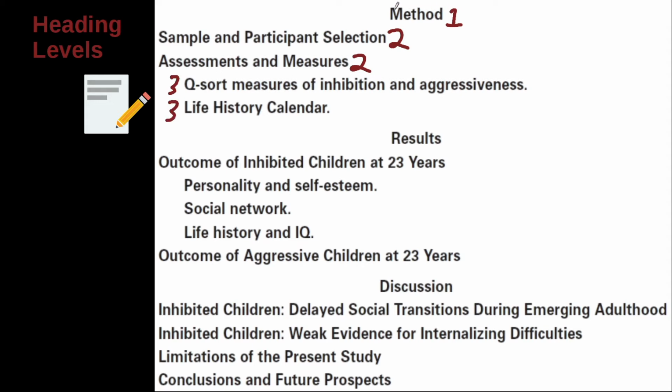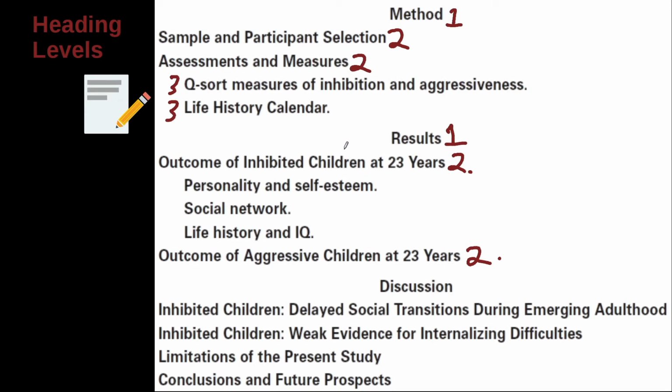So inside my methodology, I have 2 big sections. The second big section has 2 sections inside of it. So level 1, level 2, 2, and then 3, 3. See how that works? Let's look at the results section. So the results section is going to be level 1. And inside the results section, I have 2 parts. I have a part on outcome of inhibited children, and I have a part on outcome of aggressive children. Oh, I see. So there's two outcomes. One outcome is inhibited children, and one outcome is aggressive children. That's a great way to break it up.